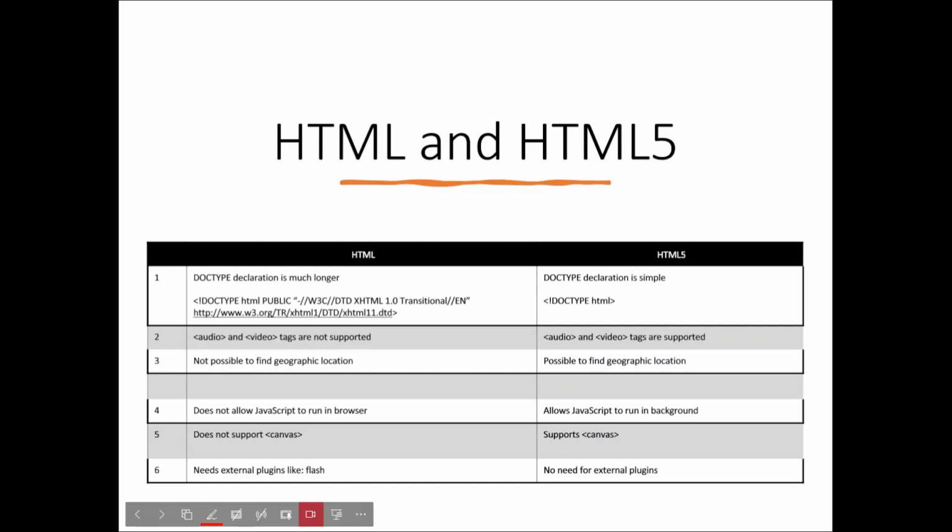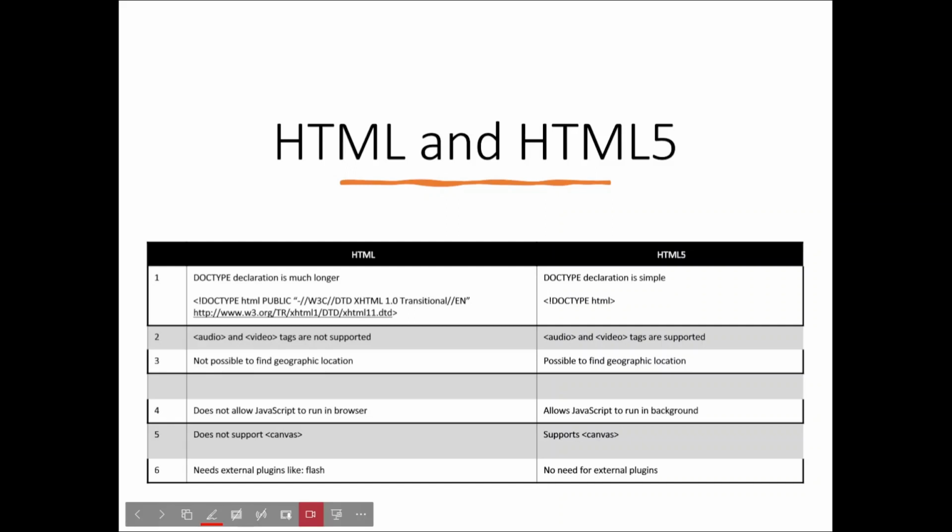Also, geographical location is not possible in the earlier versions. Now geographical location is possible. How that can be done, we are going to learn. And no external plugins are required in HTML5. Also, when you are writing the code, the doctype declaration is very lengthy in earlier versions of HTML, but in HTML5 it is very simple. We need to write a simple statement like this. What this doctype is, we are going to learn, don't worry.